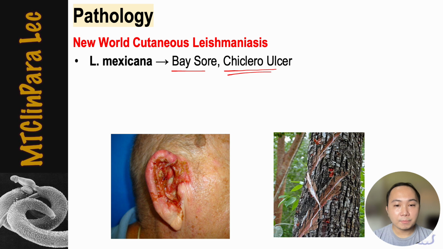This Chiclero ulcer is named after the farmers who harvest the chicle sap that is used for medicinal purposes, and most of the time is also used for the creation of bubble gum. According to studies, the farmers who harvest this chicle sap work in the vector areas where Lutzomyia sandflies are present. So farmers are more susceptible to contracting the Chiclero ulcer. Very much the same, just like here on this clinical manifestation.